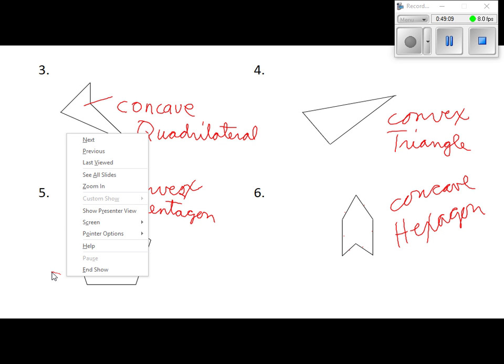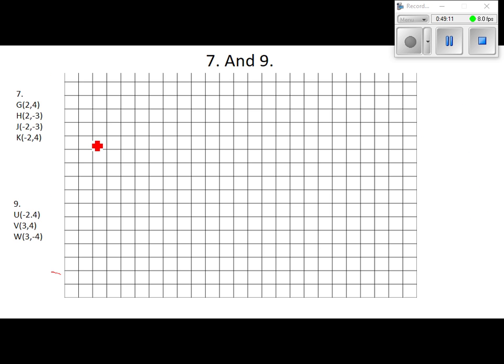Number 7. What do they ask us to do on number 7? Find the perimeter of the polygon. So we need to draw this. If you need graph paper, there's graph paper up here, grab some before you leave. Grab 3 or 4 sheets and keep some with you so that you don't have to grab it every day.